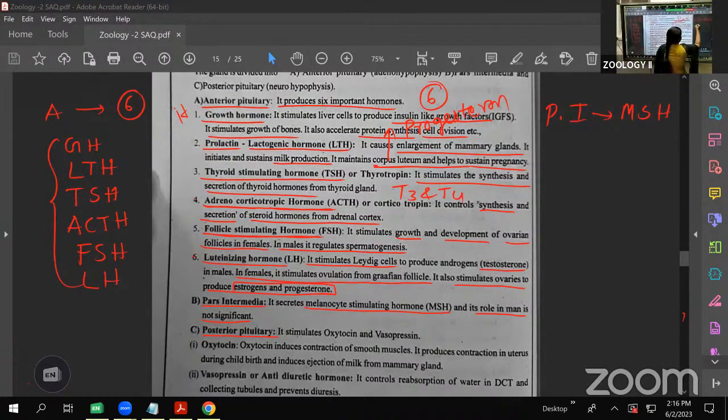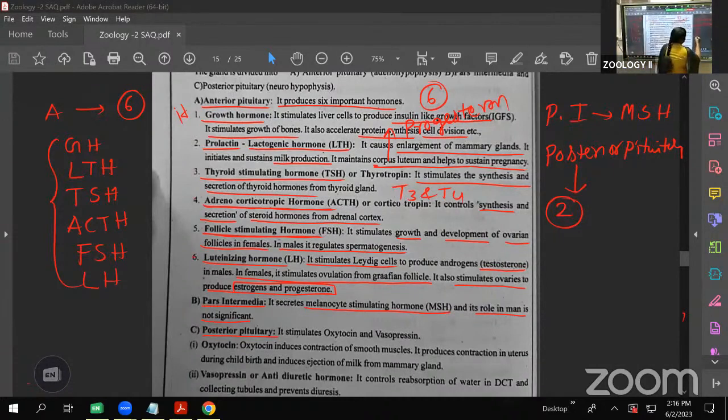Posterior pituitary. The anterior pituitary produces six hormones, but the posterior pituitary produces only two hormones, and they are synthesized inside the hypothalamus. From the hypothalamus they enter through the circulation into the posterior pituitary, where the two hormones are released.